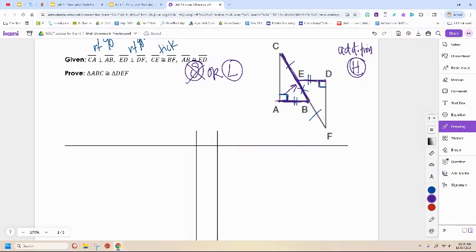So if we're going to do HL, that's a congruent statement and another congruent statement, right? What else? You need 3 things to do the proof. What else do you need to say? Before you can say you have congruent triangles, what do we have to say about the triangles themselves? They're right triangles.